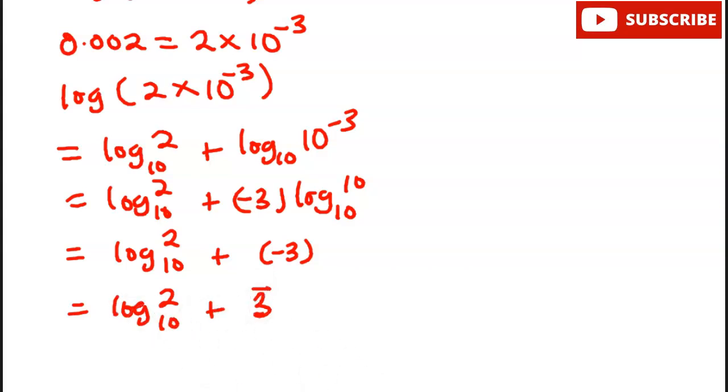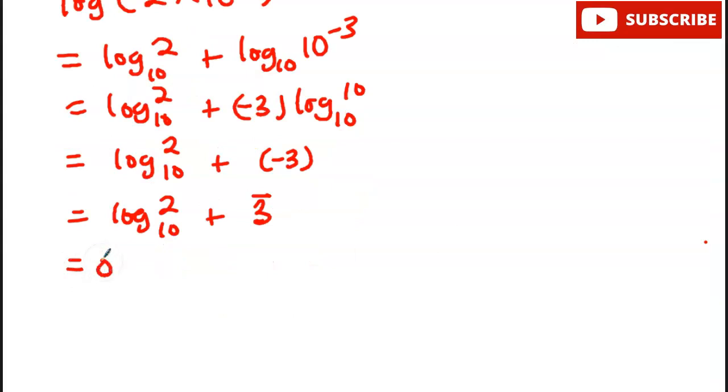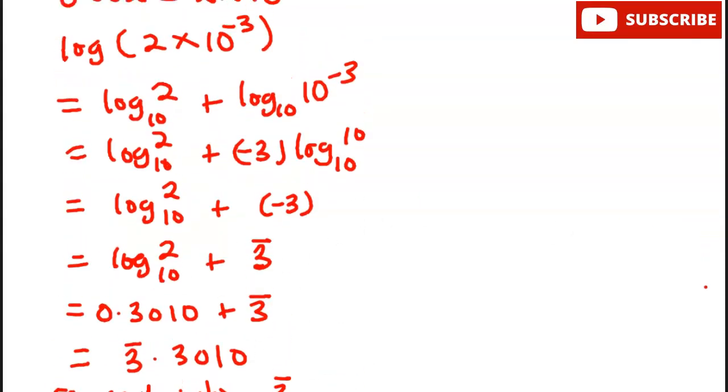We then go to the calculator. So log of 2 gives 0.3010. The next number is 2, so we ignore it. We have 0.3010 plus 3 bar, and we get 3 bar point 3010. So the characteristic is 3 bar, and then the mantissa will be 0.3010.